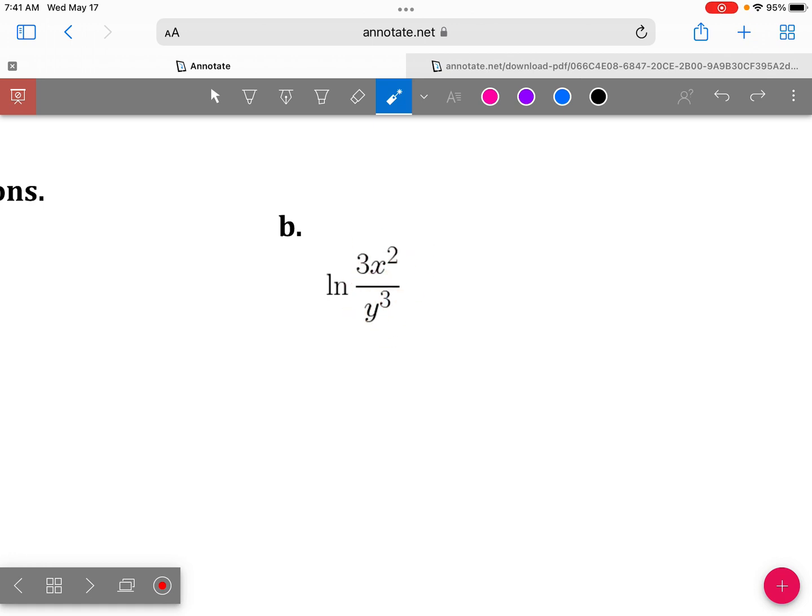Since I have some kind of combined things on there, I'm actually going to do the subtraction first. So what we're going to have is my natural log of the top, my numerator, 3x squared, minus the natural log of my denominator, y cubed. Division became subtraction.